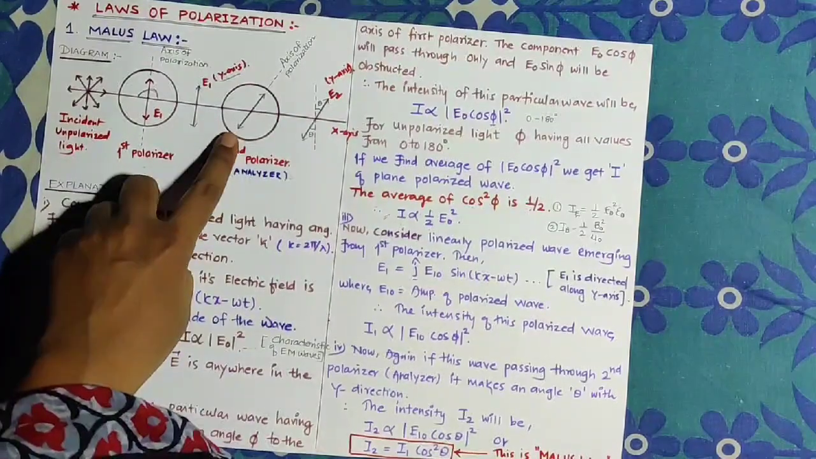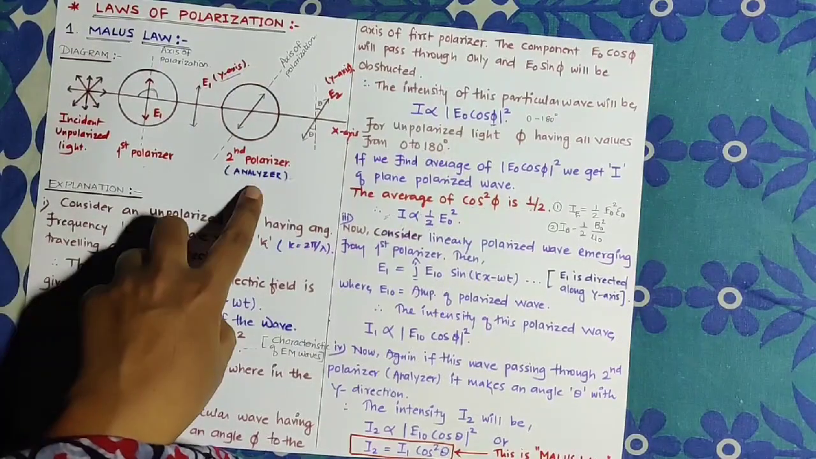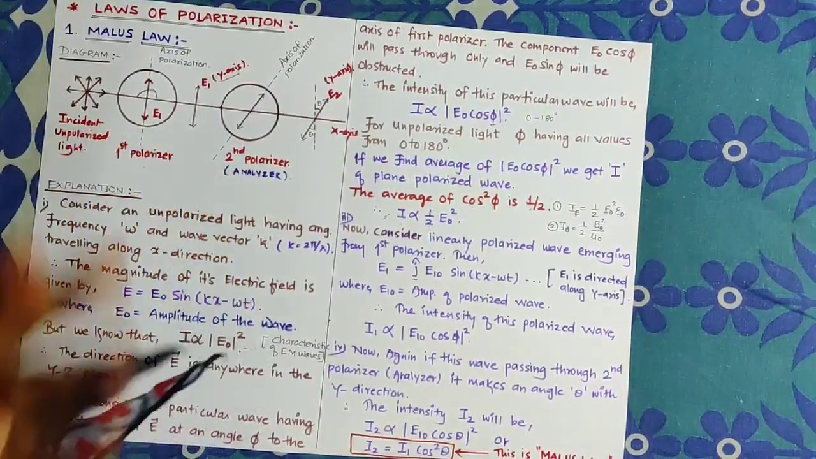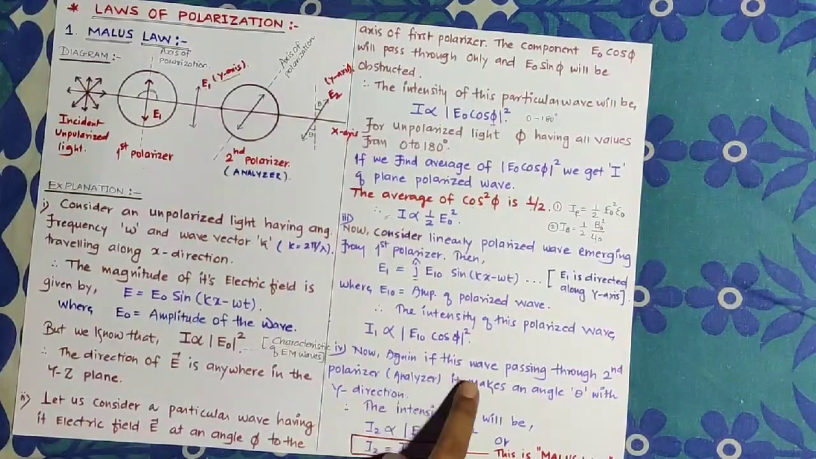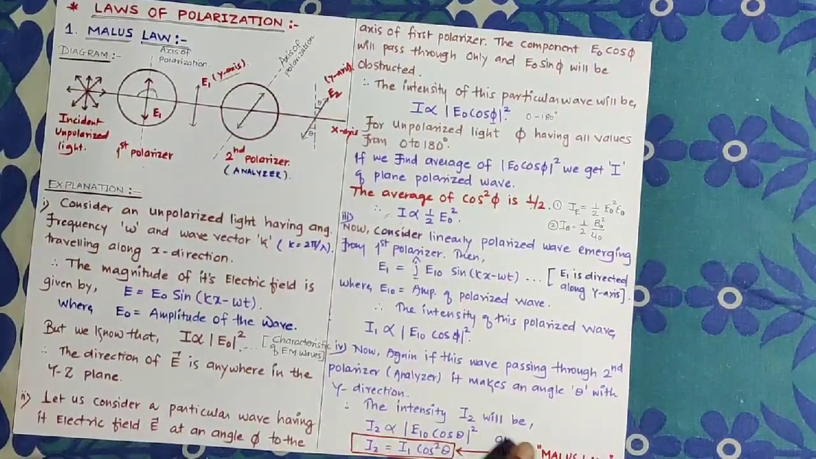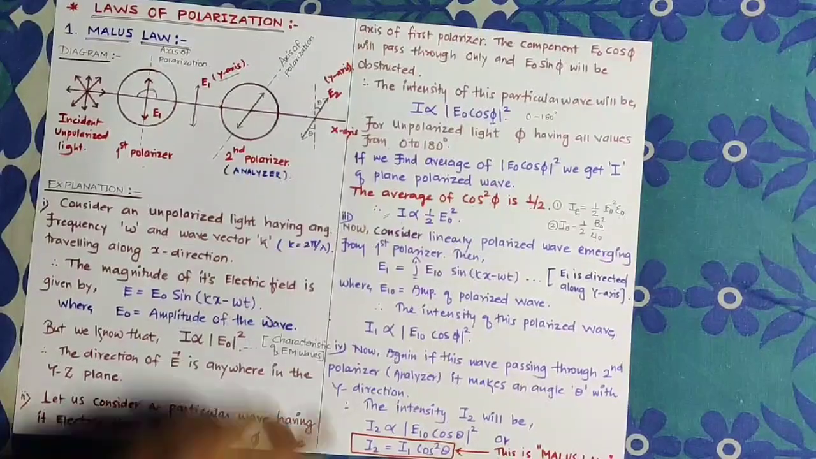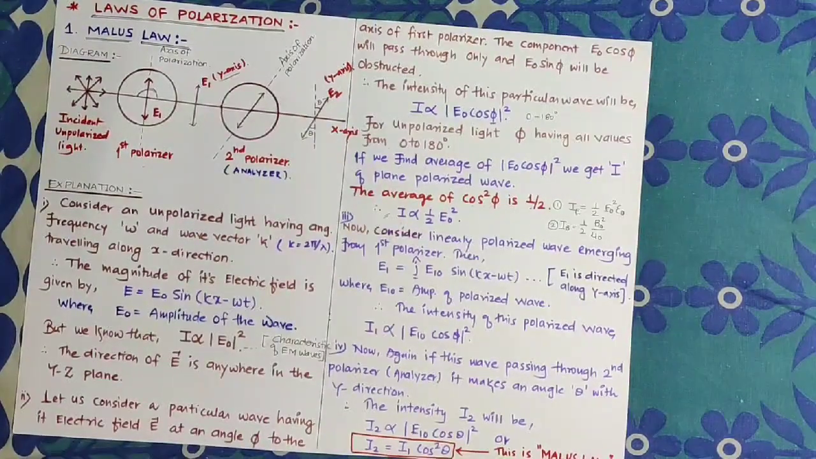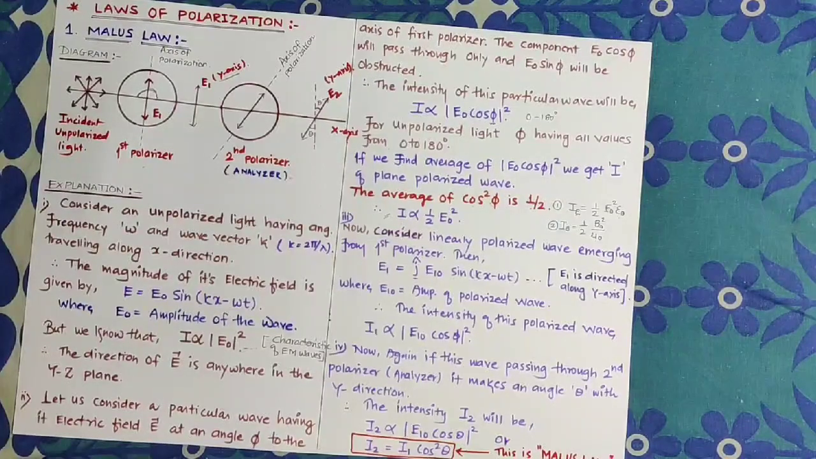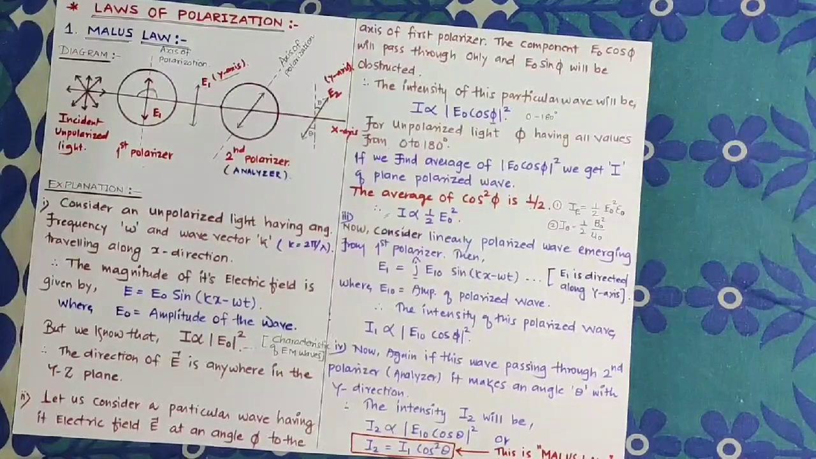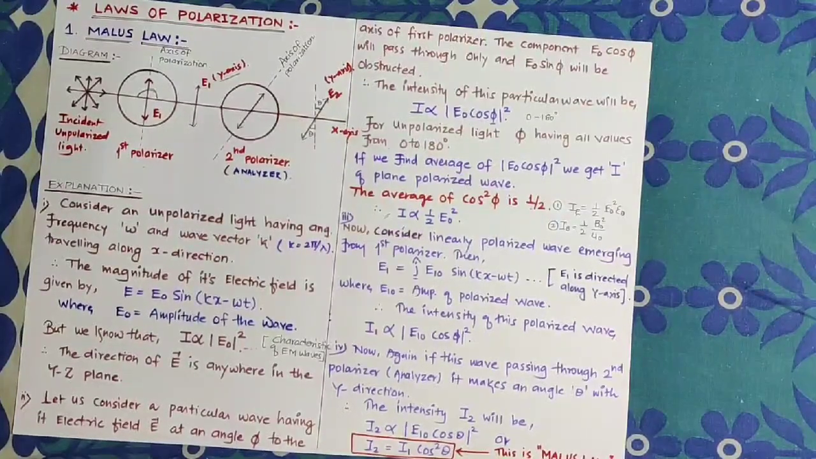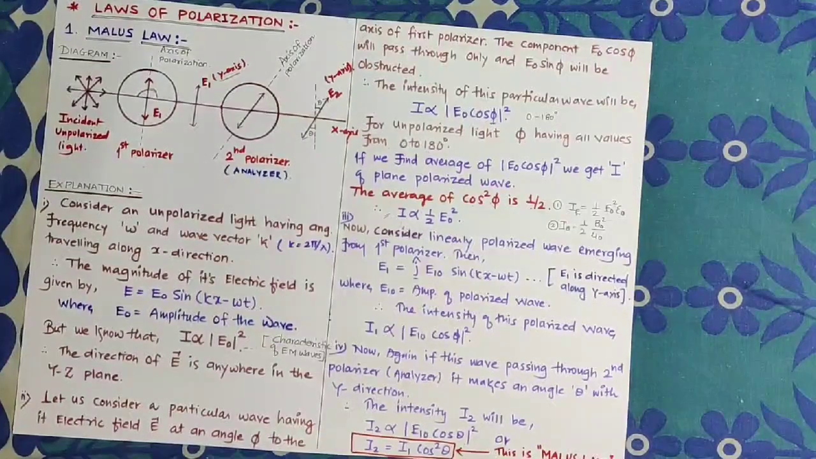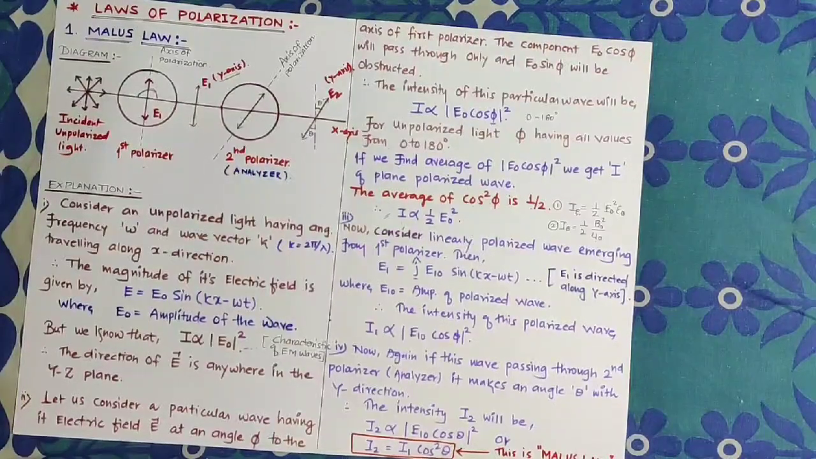When this emergent wave passes through the second polarizer, this second polarizer acts as an analyzer which shows the nature of light, right? So now the wave passing through the second polarizer makes an angle theta with the y direction. Why does it make an angle theta with the y direction? Because when we consider a number of atoms emitting waves, we cannot say that the electric field is along the y-axis and the magnetic field is along the z-axis. We can say that both fields are along the yz plane in any direction, right?